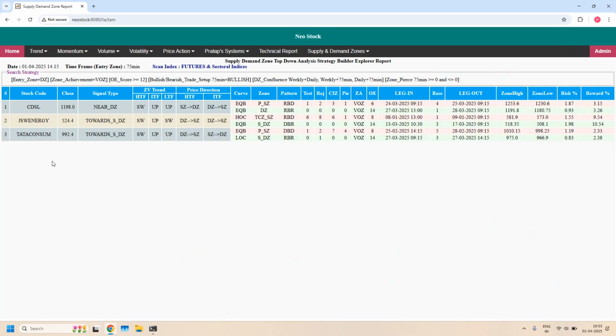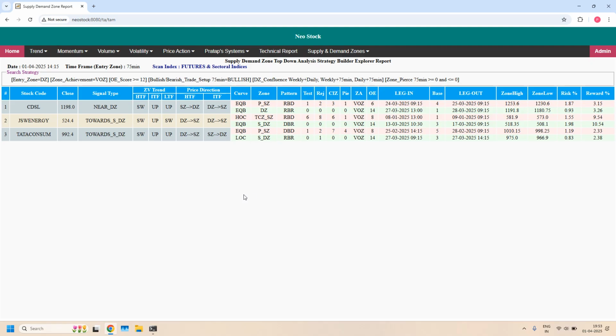We got 3 stocks. In these 3 stocks, these 75 minutes demand zones overlapped with the daily. Both together again overlapped with weekly demand zone. But weekly trend is sideways in all the stocks. So checking EMA confluence does not give any advantage. This is bullish trade setup for weekly income trade.